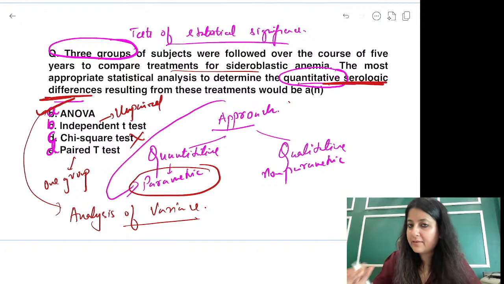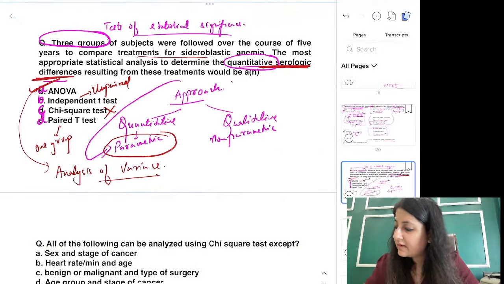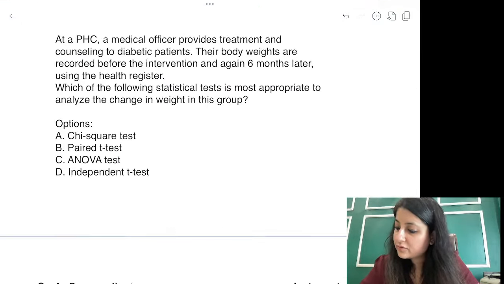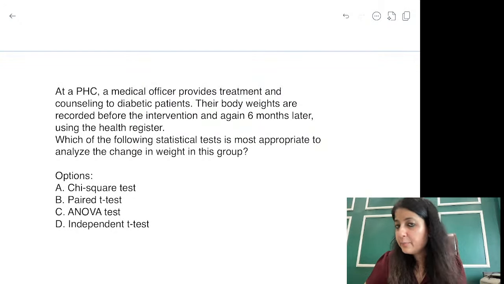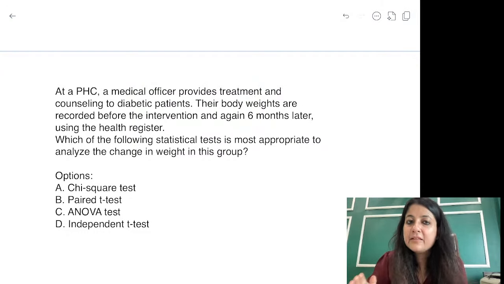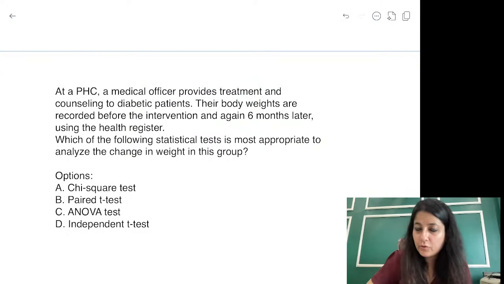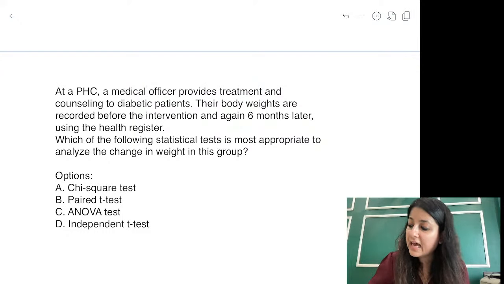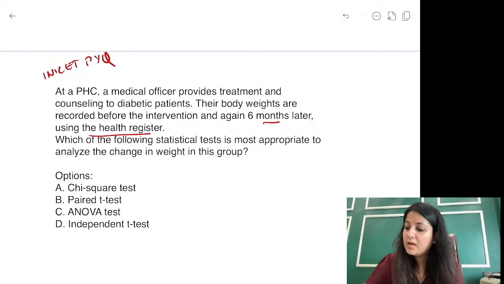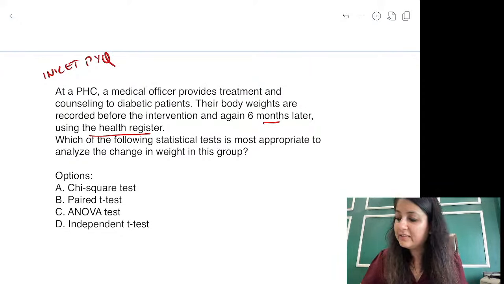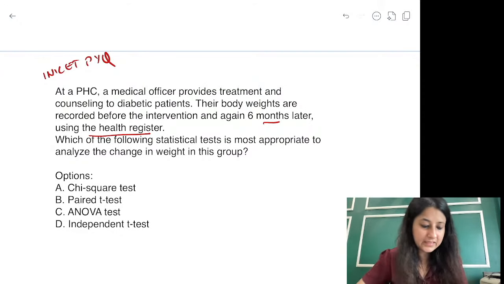ठीक है. अब देखो, let me give you a couple more questions. Do this one, guys. At a PHC, a medical officer provides treatment and counseling to diabetic patients. Their body weights are recorded before the intervention and again after 6 months using the health register. This is an INICET PYQ. Which of the following statistical tests is most appropriate? This just came in the latest exam.